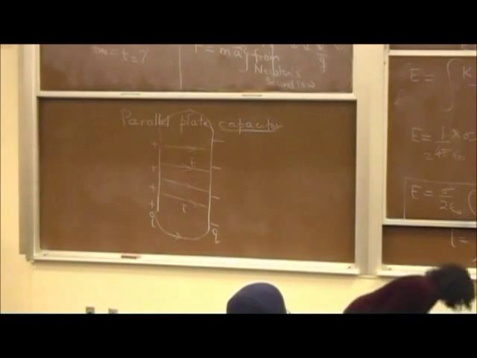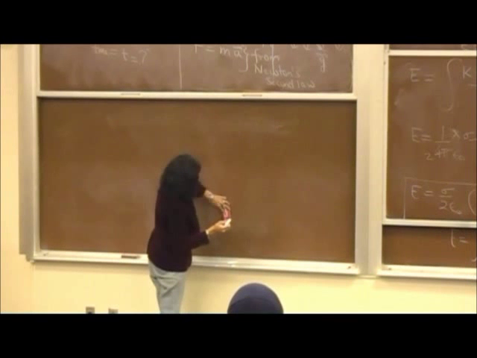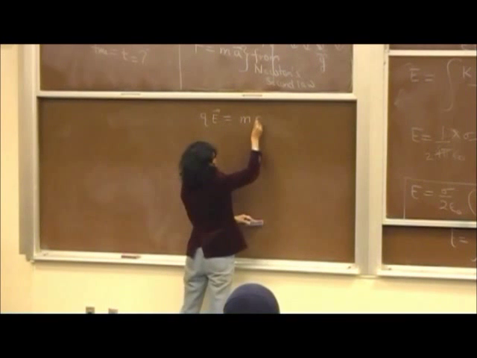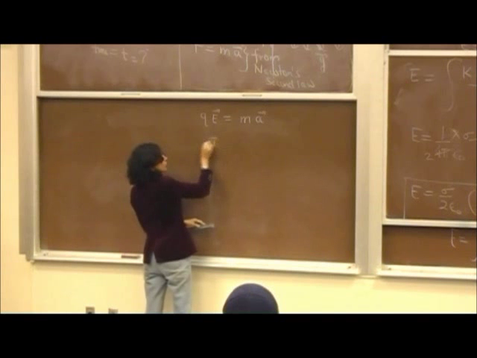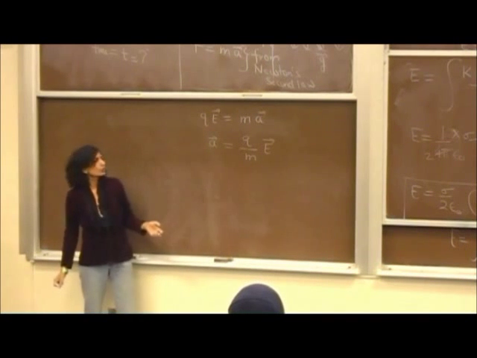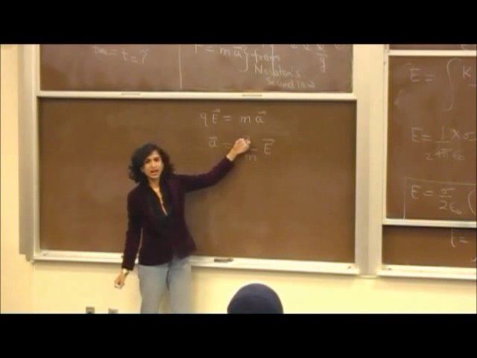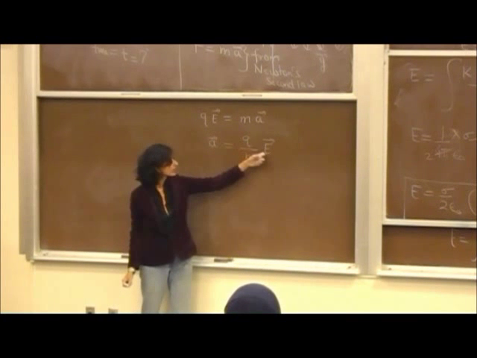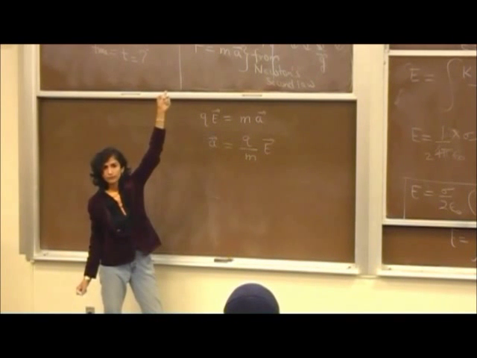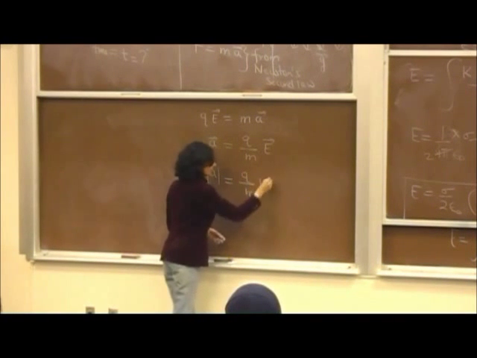So putting those two things together, you can see that QE should be equal to MA, or the acceleration will be equal to Q divided by M times E. By the way, this immediately tells you the direction of acceleration. Is it the same as the direction of electric field? Yes, because charge is scalar, mass is scalar, so the direction of acceleration and the direction of electric field are the same. And charge, remember, is positive here. Right? So let's only worry about the magnitude. The magnitude of A will be Q over M times the magnitude of E.